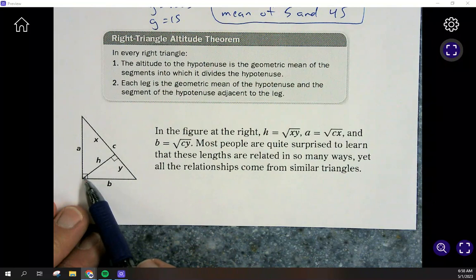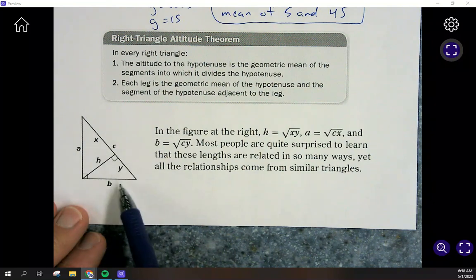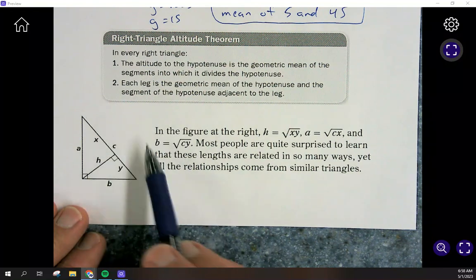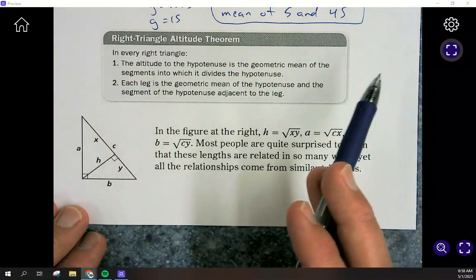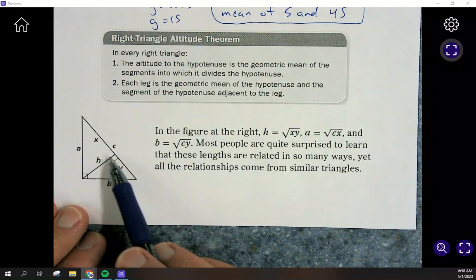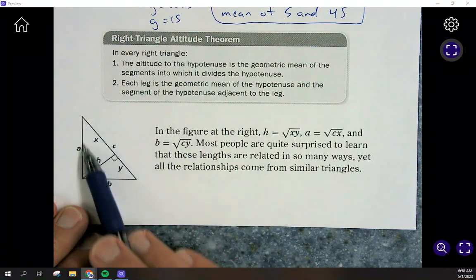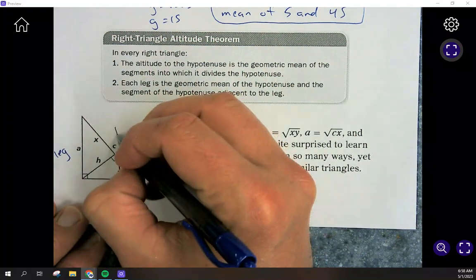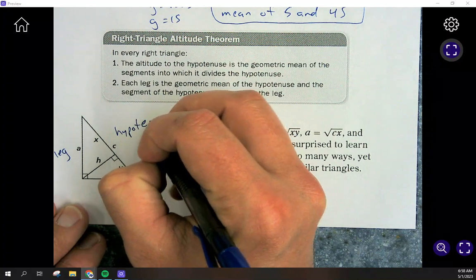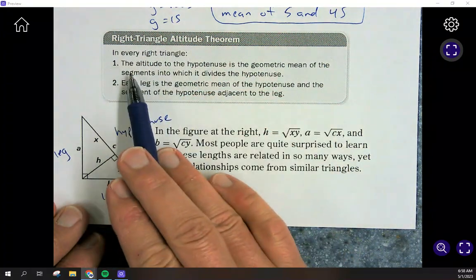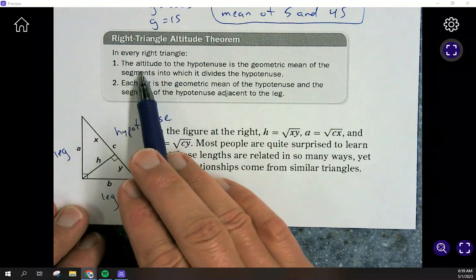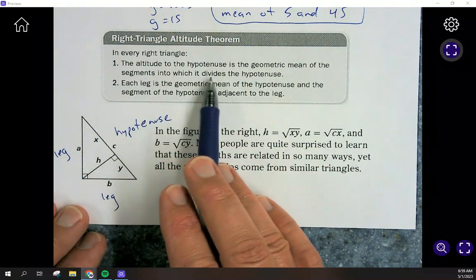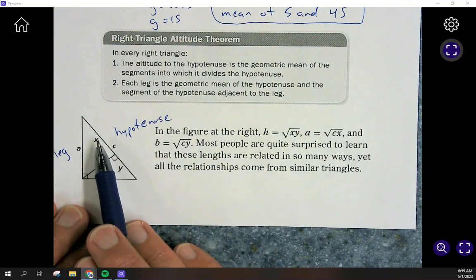Now there's an altitude in every direction. There's an altitude this way, there's an altitude this way, there's an altitude this way. So every triangle has three heights or altitudes. We're specifically looking at the altitude that goes to the hypotenuse. So remember, you have in a right triangle, two legs, and across from the 90 is the hypotenuse. So we're specifically looking at the height that goes to the hypotenuse, the altitude to the hypotenuse, is the geometric mean of the segments into which it divides the hypotenuse, which would be x and y.